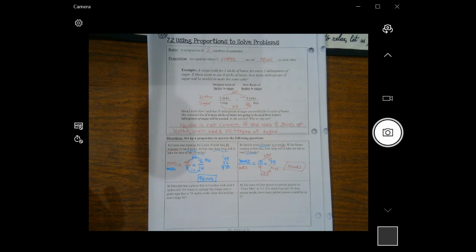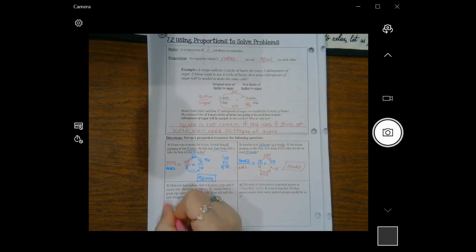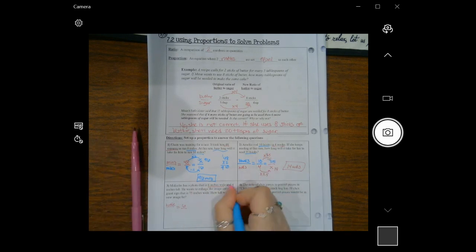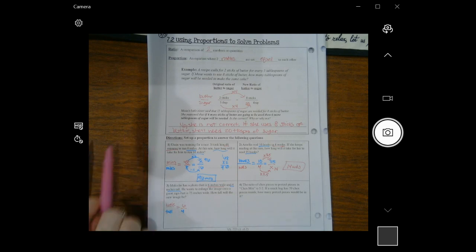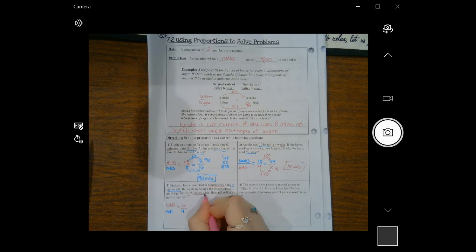Okay. Number 3 says Malcolm has a photo that is 6 inches wide. Okay, so we're doing the width, which was 6, to 4 inches tall. So the width to the height, or how tall it is, and that was 4 inches. He wants to enlarge the image, and if you enlarge it, you want to keep it in the same ratio, onto a giant sign that is 75 inches wide. So where should I put that 75? On top, because it's talking about how wide it is.